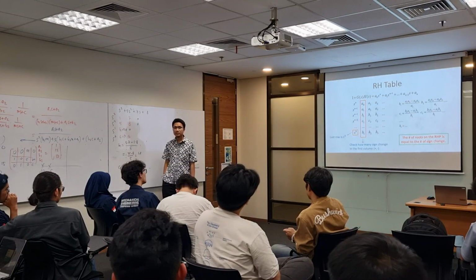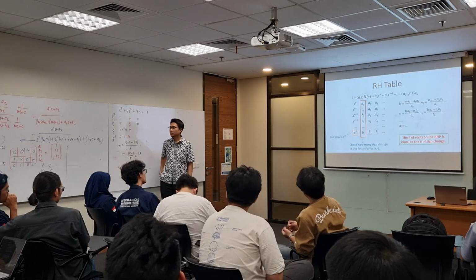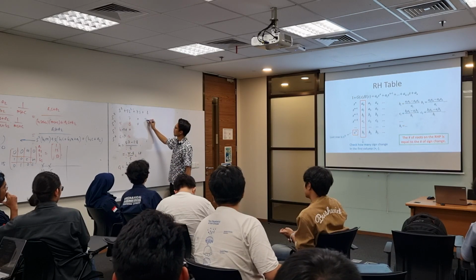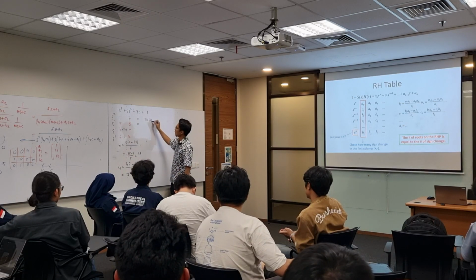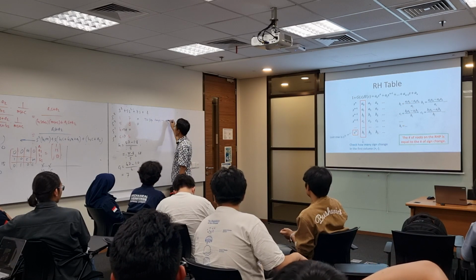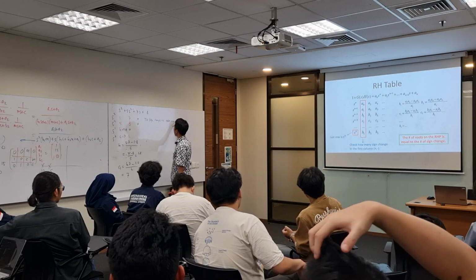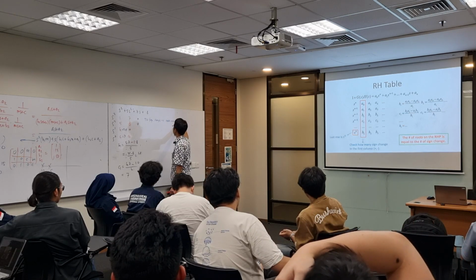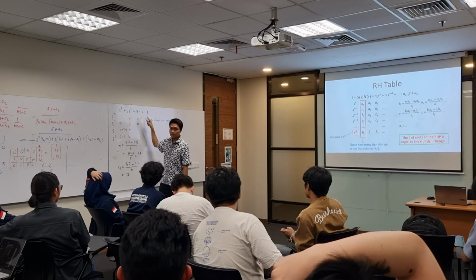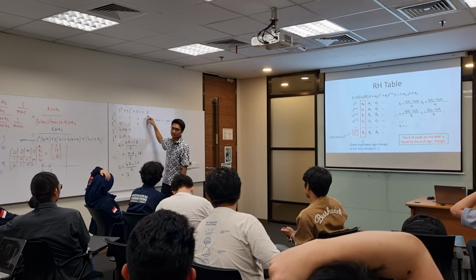So if there are no sign changes, then the poles are on the left. No sign changes, roots are on the left half plane. The roots of this polynomial. What if this is the numerator?